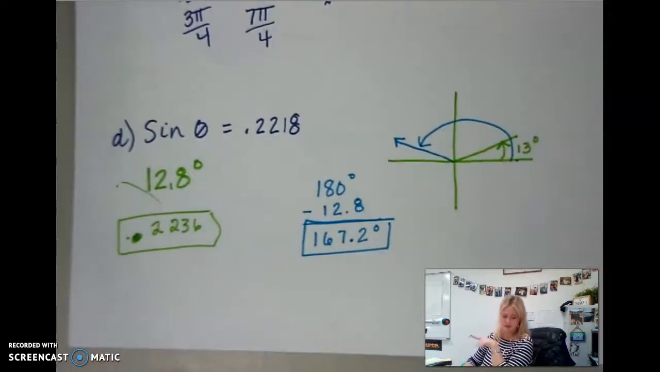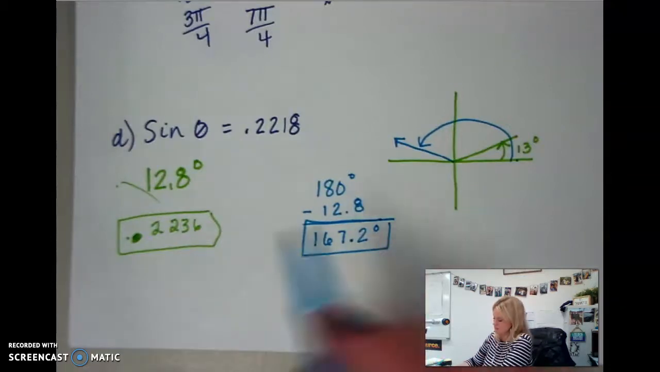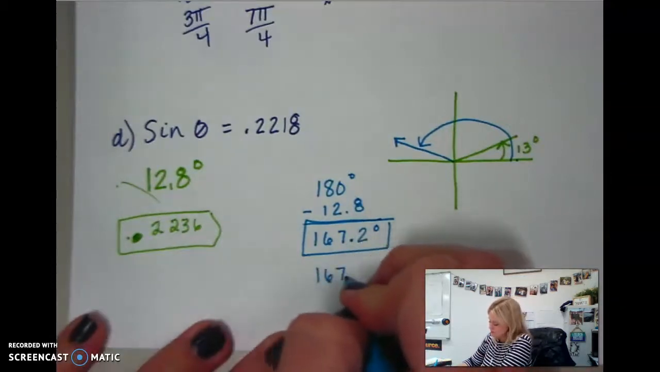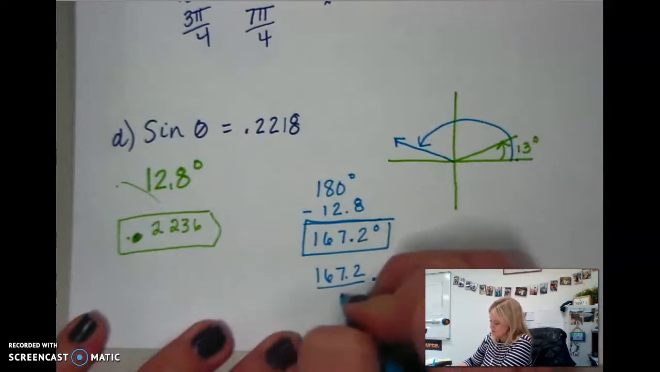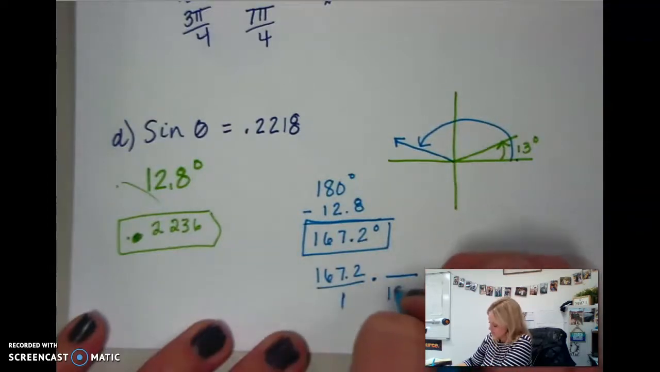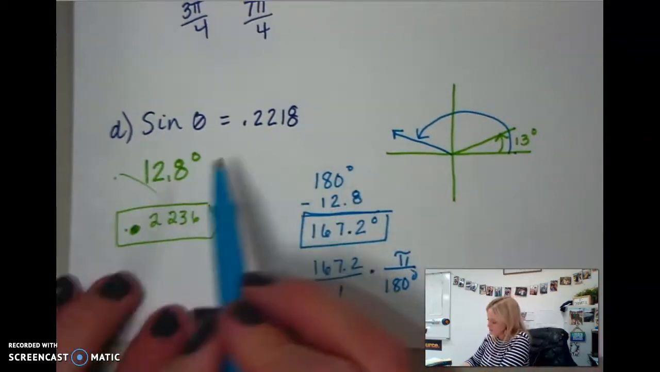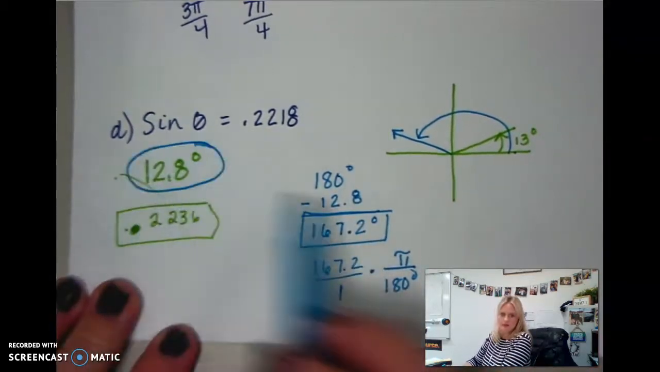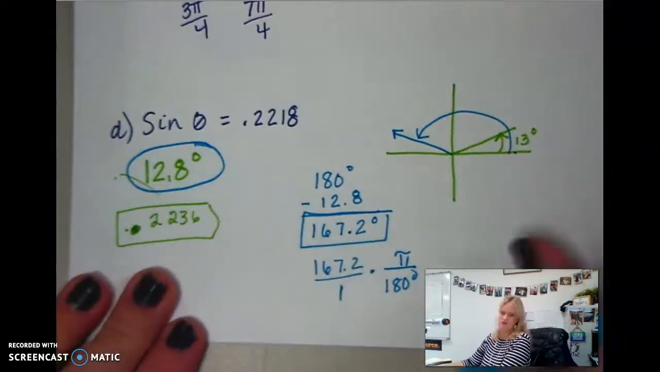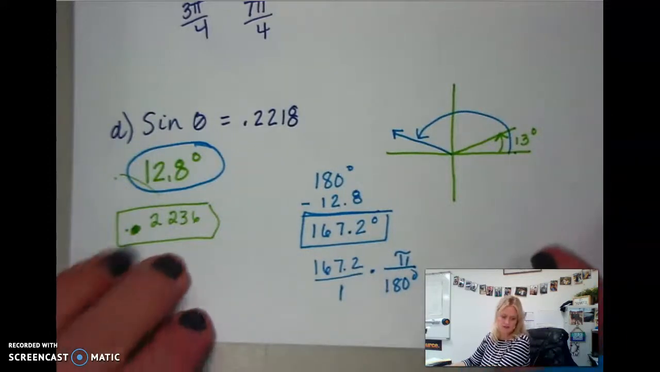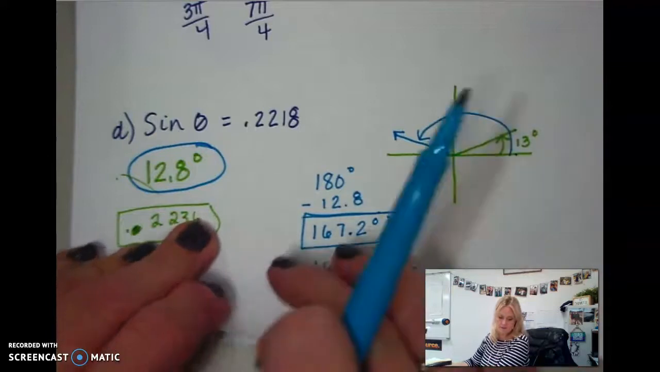So you are responsible to find both angles. I'm not caring so much about the radians at this point. You could take 167.2 and convert it into radians, and so on. But right now, I'm more concerned that you remember that there are two answers to this, even though your calculator only gives you one. Okay?